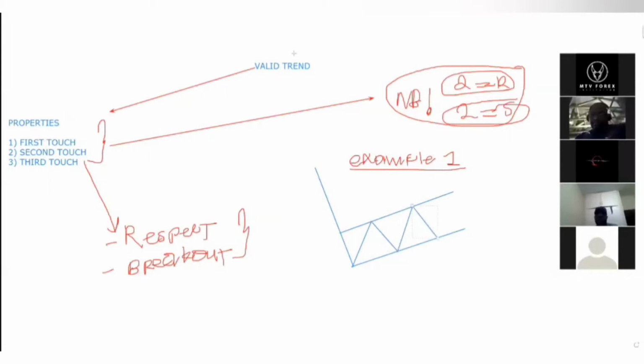So now what's happening here is that we have your first touch at the support, first touch at the resistance, second touch at the support, then second touch at the resistance. Understand? This is what we call a valid trend. Why are we saying that? We have two touches at the resistance and two touches at the support, which means this zone here is correct. That's your valid trend.